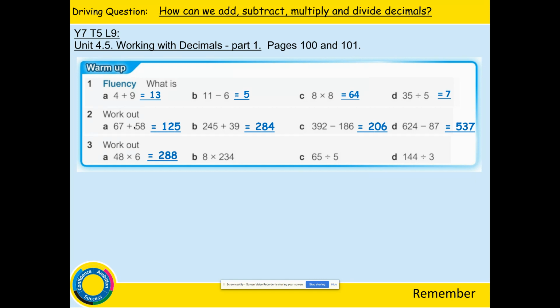8 times 234 is 1,872. 65 divided by 5 is 13. And 144 divided by 3 is 48.